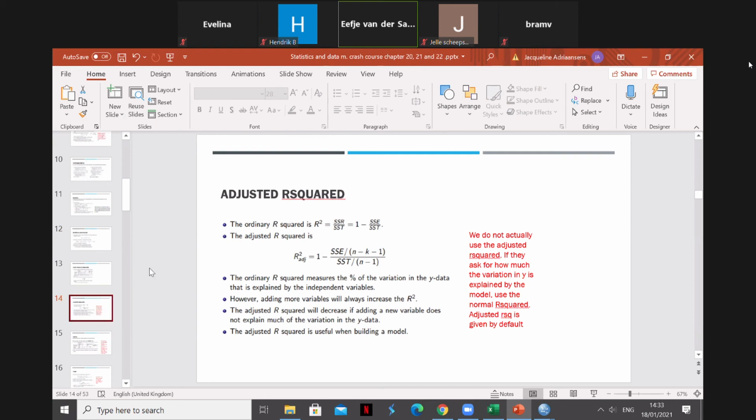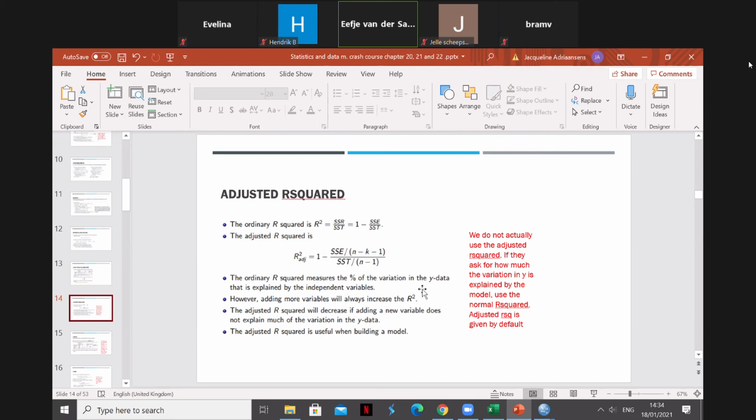But there is one problem. So we said this was our ordinary R squared: SSR divided by SST equals 1 minus SSE divided by SST, because of course SST equals SSR plus SSE. So if you rewrite it, you get the second thing. But there's a bit of a problem. The ordinary R squared measures the percent of variation in the Y data that is explained by the independent variables. But if you add more variables, so you go from 2 x's to 3, like we have age and education on the influence of wage, but maybe country, nationality, gender might influence it as well. But maybe they don't.